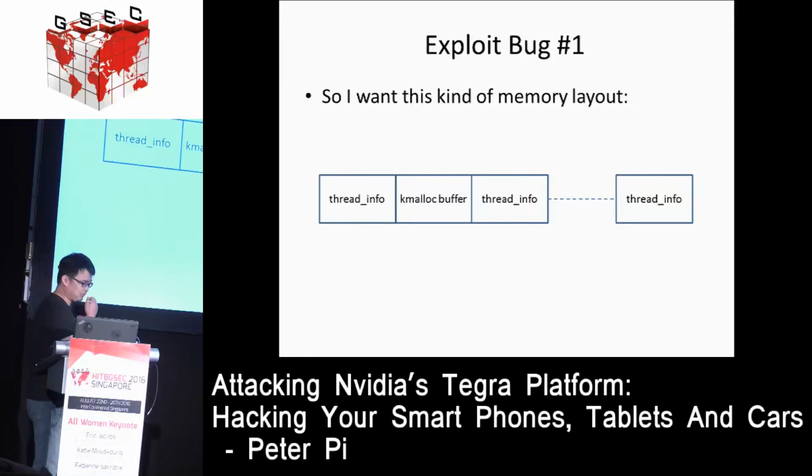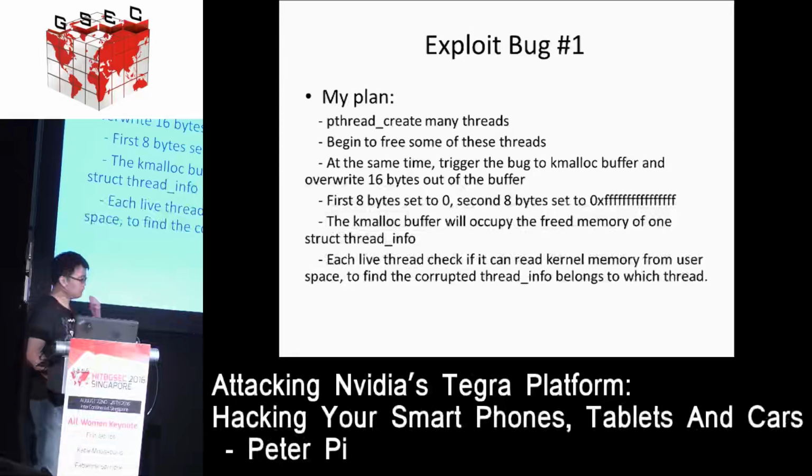So if I want to overwrite the thread info, I want this kind of memory layout. I want the kmalloc buffer just in front of struct thread info, and then we just overwrite 16 bytes to corrupt the next struct thread info. So this is my plan.